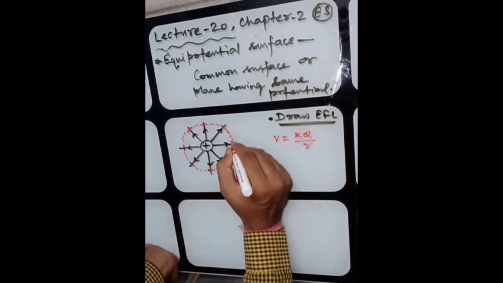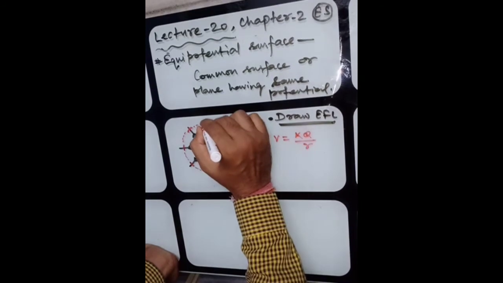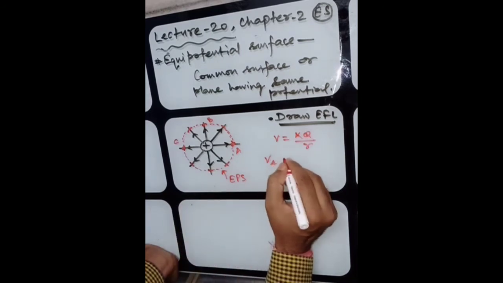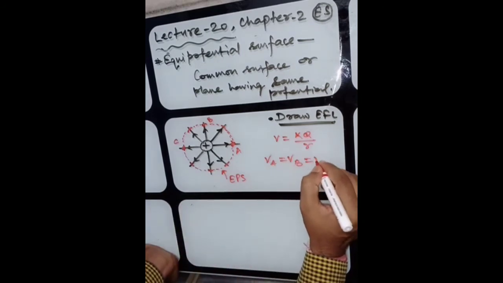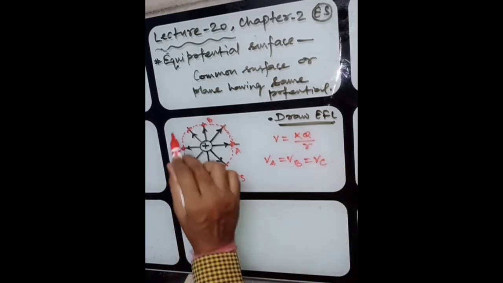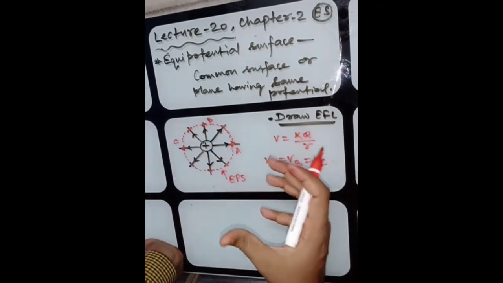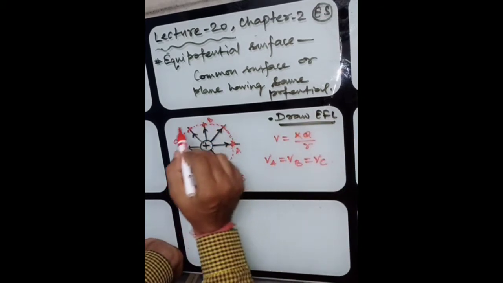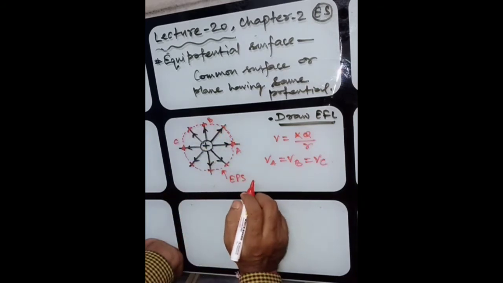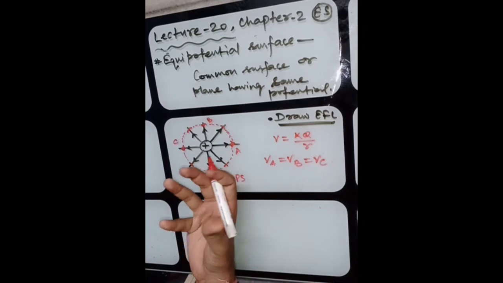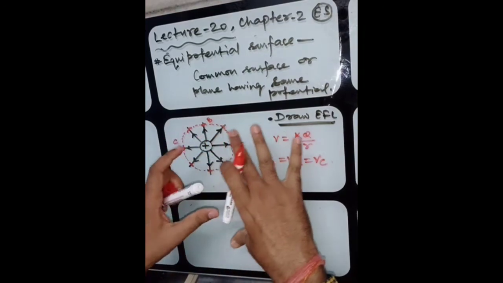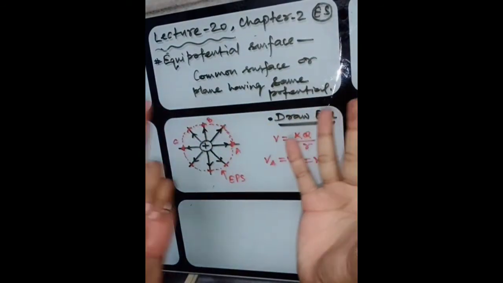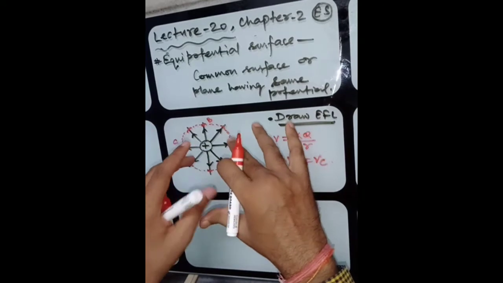My dear students, if this is point A, this is point B, and this is point C, it means VA equals VB equals VC, and this is called the equipotential surface. Bear in mind that first you have to draw the perpendicular dotted line, and that line will give you the equipotential surface. I'm considering the three-dimensional picture here: around a point charge it looks like a sphere, and this is the equipotential surface.